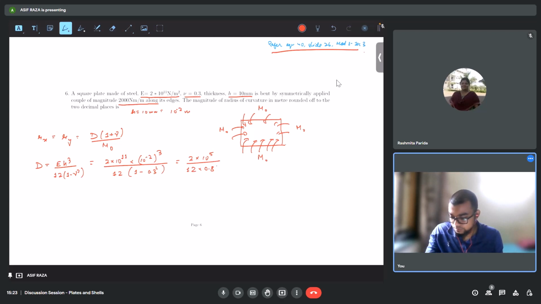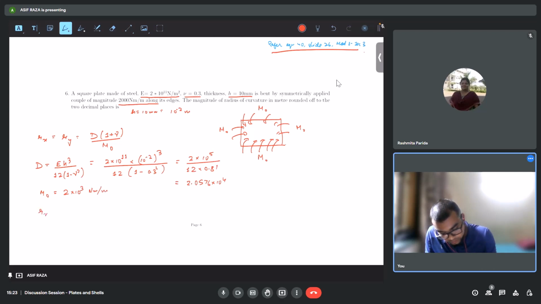So the value, solving this, we get 12 divided by 0.81, which gives me 2.057 into 10 power 4. Now we have m0 value as 2 into 10 power 3 Newton meter per meter.